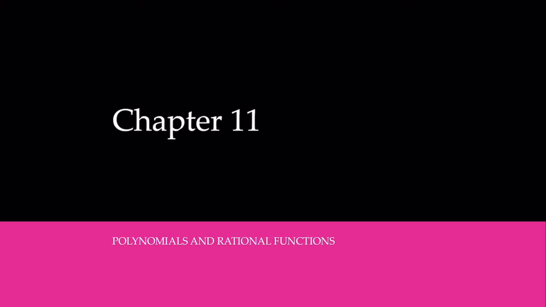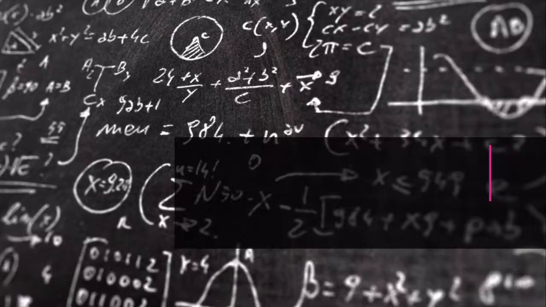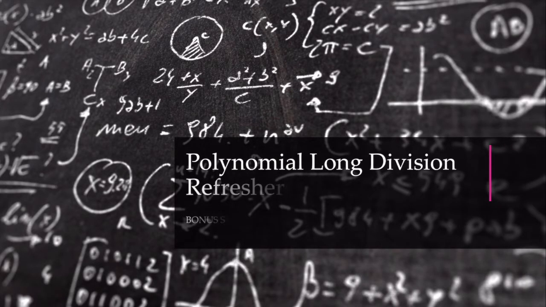Chapter 11 is about polynomials and rational functions. So in section 11.1, we're going to need to know how to do polynomial long division. So this is our polynomial long division refresher bonus section.